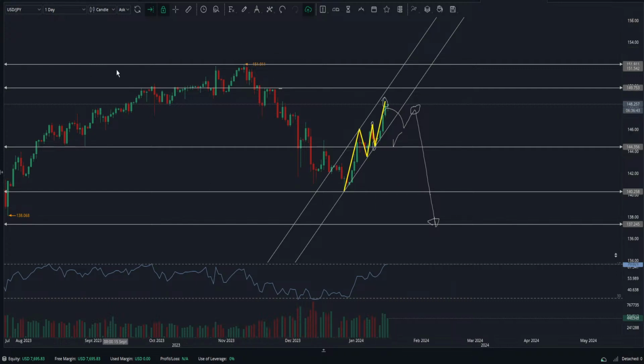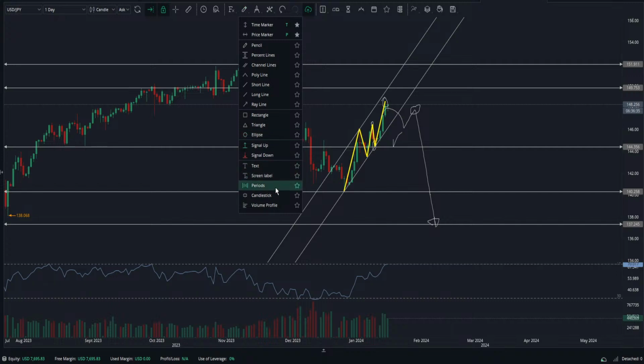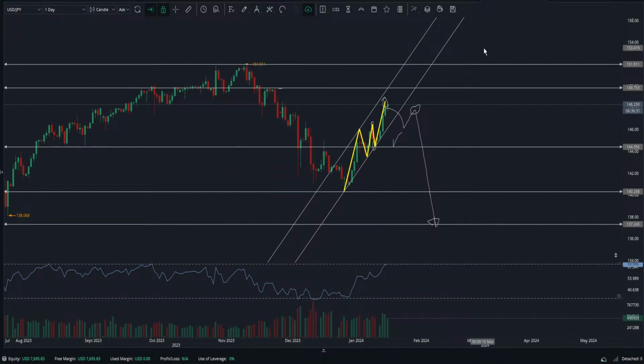And my intention is to write here somewhere. I don't know how we can write notes. Only text we can write. We should be able to put some notes here on the chart.